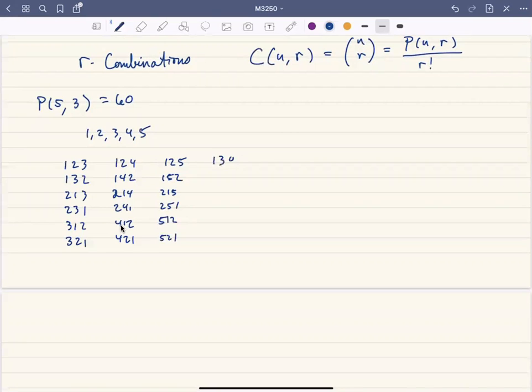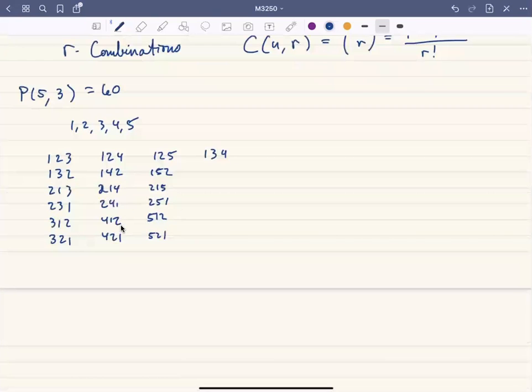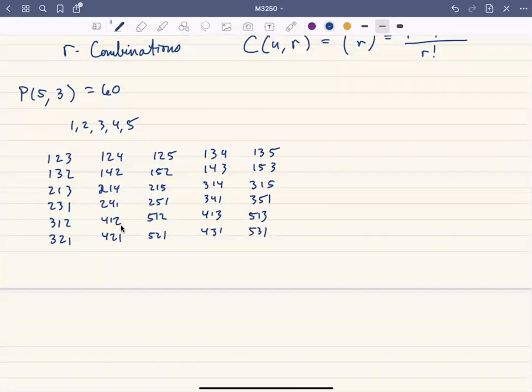1, 3, 4. So that's going to be 1, 4, 3, 3, 1, 4, 3, 4, 1, 4, 1, 3, 4, 3, 1. 1, 3, 5. So that's going to be 1, 5, 3, 3, 1, 5, 3, 5, 1, 5, 1, 3, 5, 3, 1. 1, 3, 1, 4, 5.